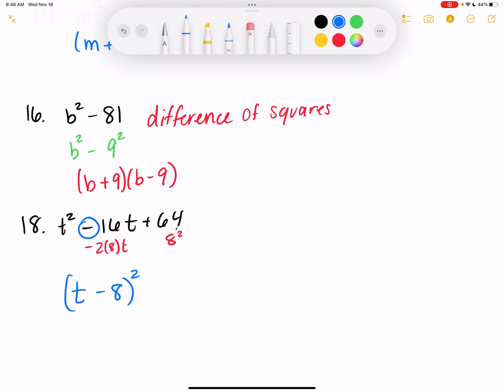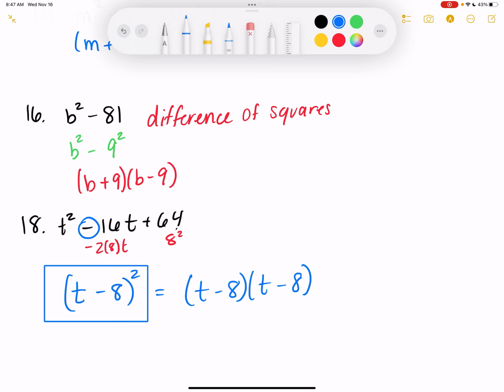Now, some people get a little bit confused about how to check this. They'll put the squared on both pieces and be like, but that's t squared minus 8 squared. And it's like, well, that's not true. This means t minus 8 times t minus 8. So when you go to check by foiling, this is how you would write it to FOIL it out. And then you could proceed like normal. So t times t is t squared minus 8t minus 8t plus 64 when you go to check it. But this is the way it needs to be written when it's a special type.